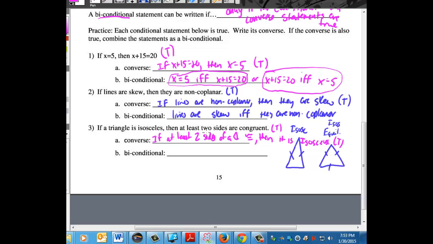So since each are true, I can write my biconditional statement. And we're going to say a triangle is isosceles if and only if at least two sides are congruent.